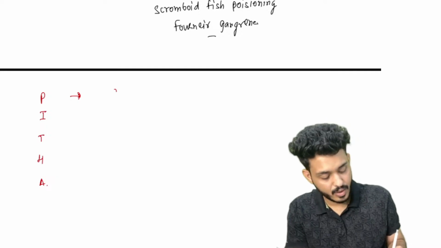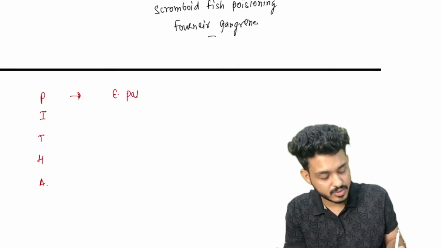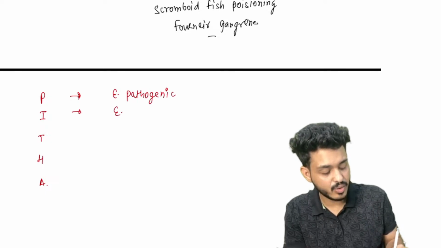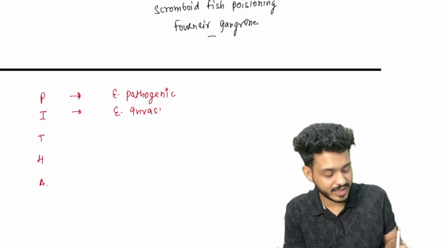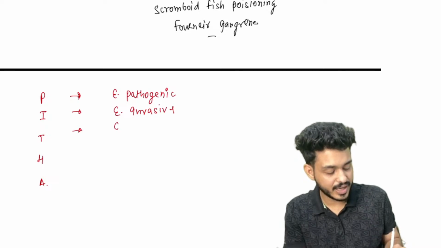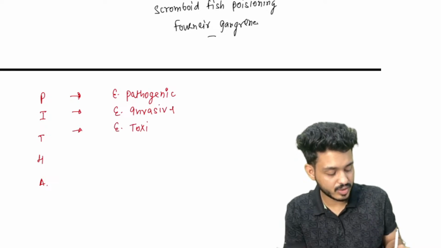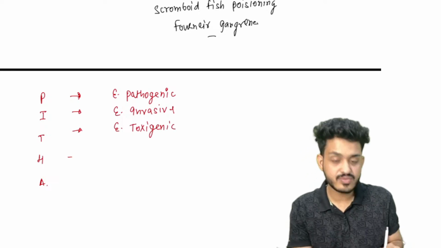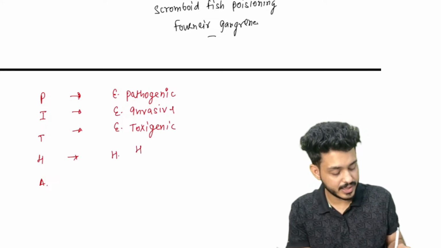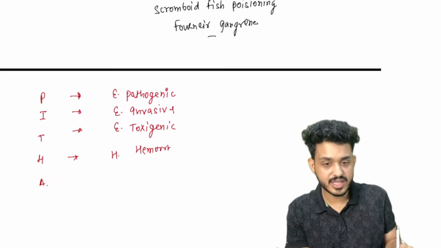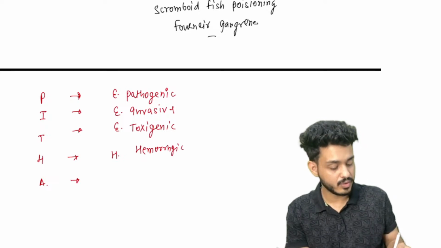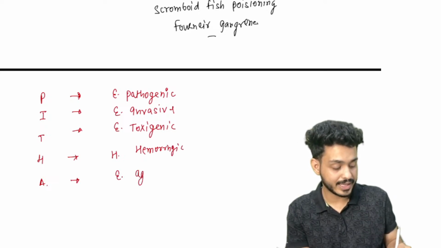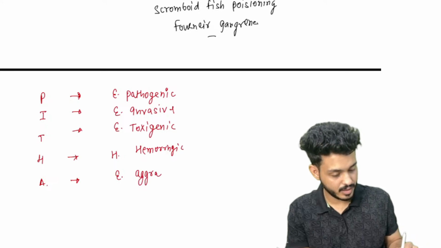We can discuss. Okay, so we are having enteropathogenic E. coli, enteroinvasive, I for invasive, T for enterotoxigenic E. coli, toxigenic, H for enterohemorrhagic E. coli, and A for enteroaggregative E. coli. Aggregative.